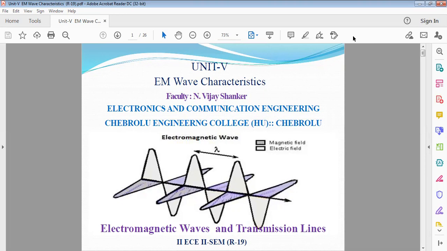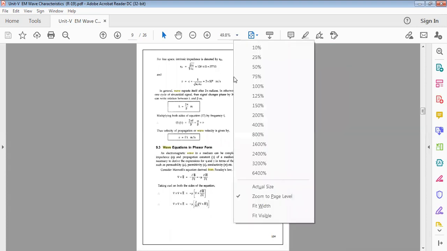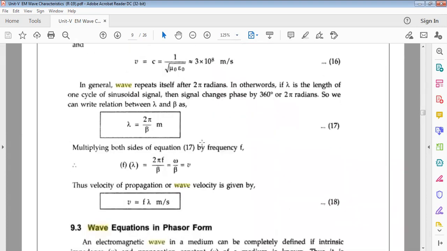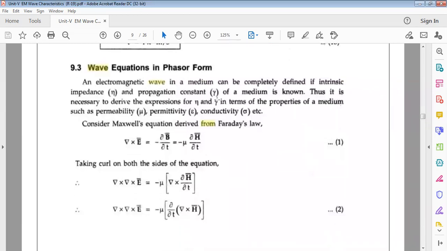So before that, we can discuss the wave equations in the phasor form. Already we derived the wave equations. Now you can see the wave equations in the phasor form.